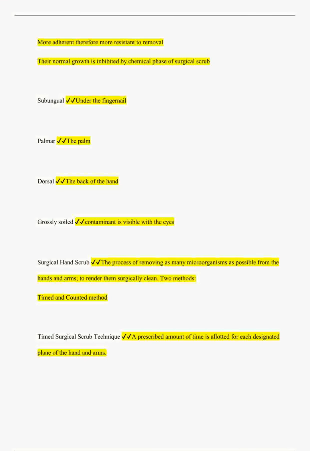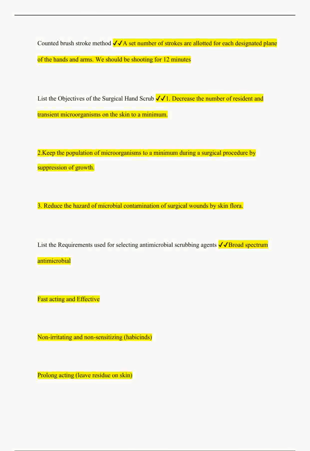Surgical hand scrub: the process of removing as many microorganisms as possible from the hands and arms to render them surgically clean. Two methods: timed and counted. Timed surgical scrub technique: a prescribed amount of time is allotted for each designated plane of the hand and arms. Counted brush stroke method: a set number of strokes are allotted for each designated plane of the hands and arms. We should be shooting for 12 minutes.